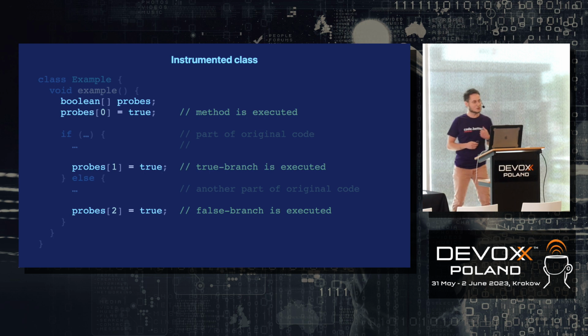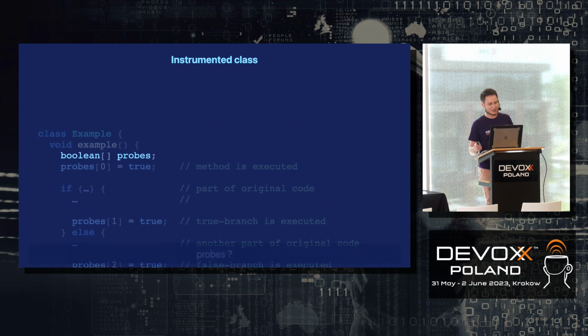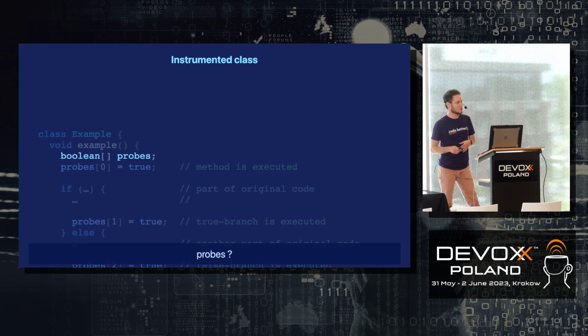But we also need to get this data back to save it on the disk in order to later construct a report. So this array should come from somewhere. It should come from the instrumentation agent, which instruments your program to insert those probes. So from where do we get it?